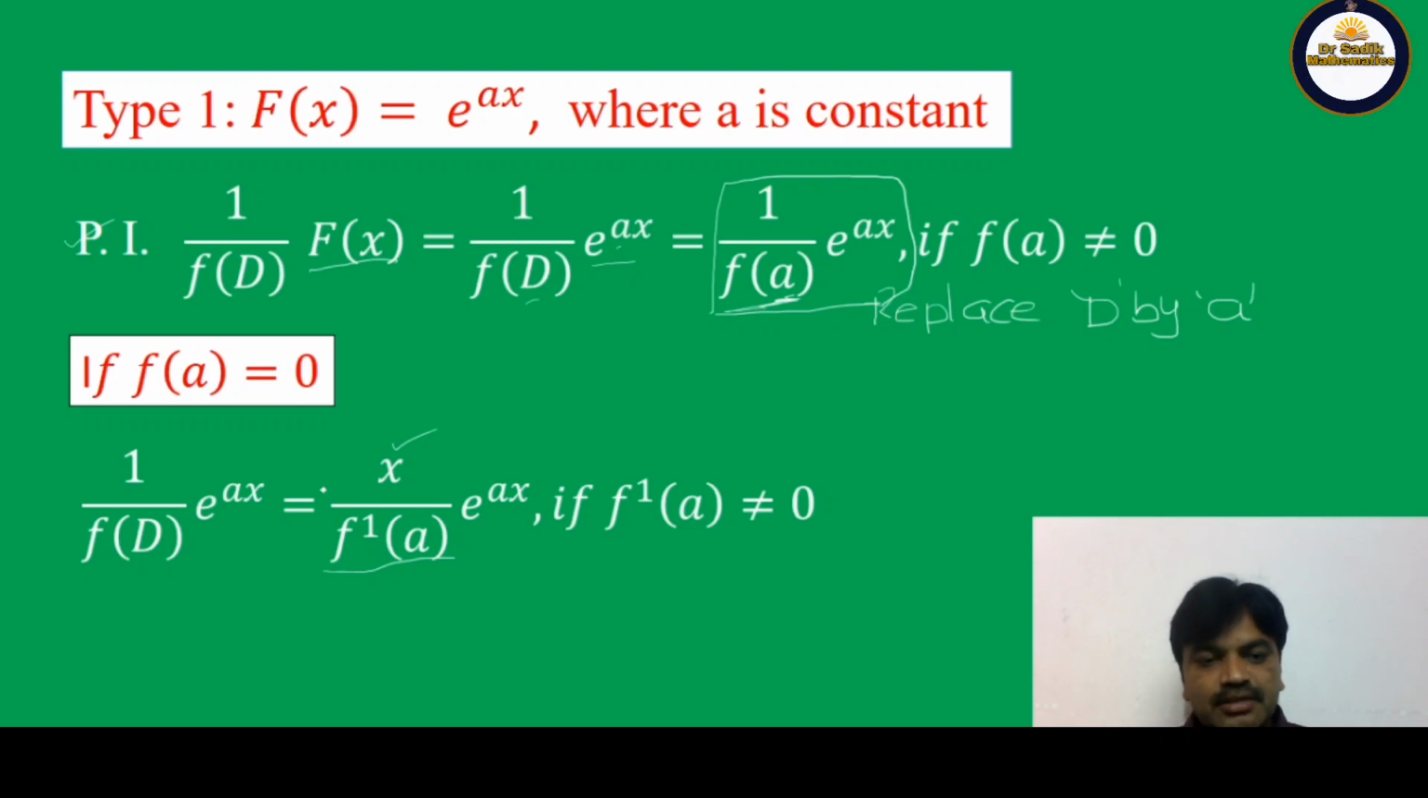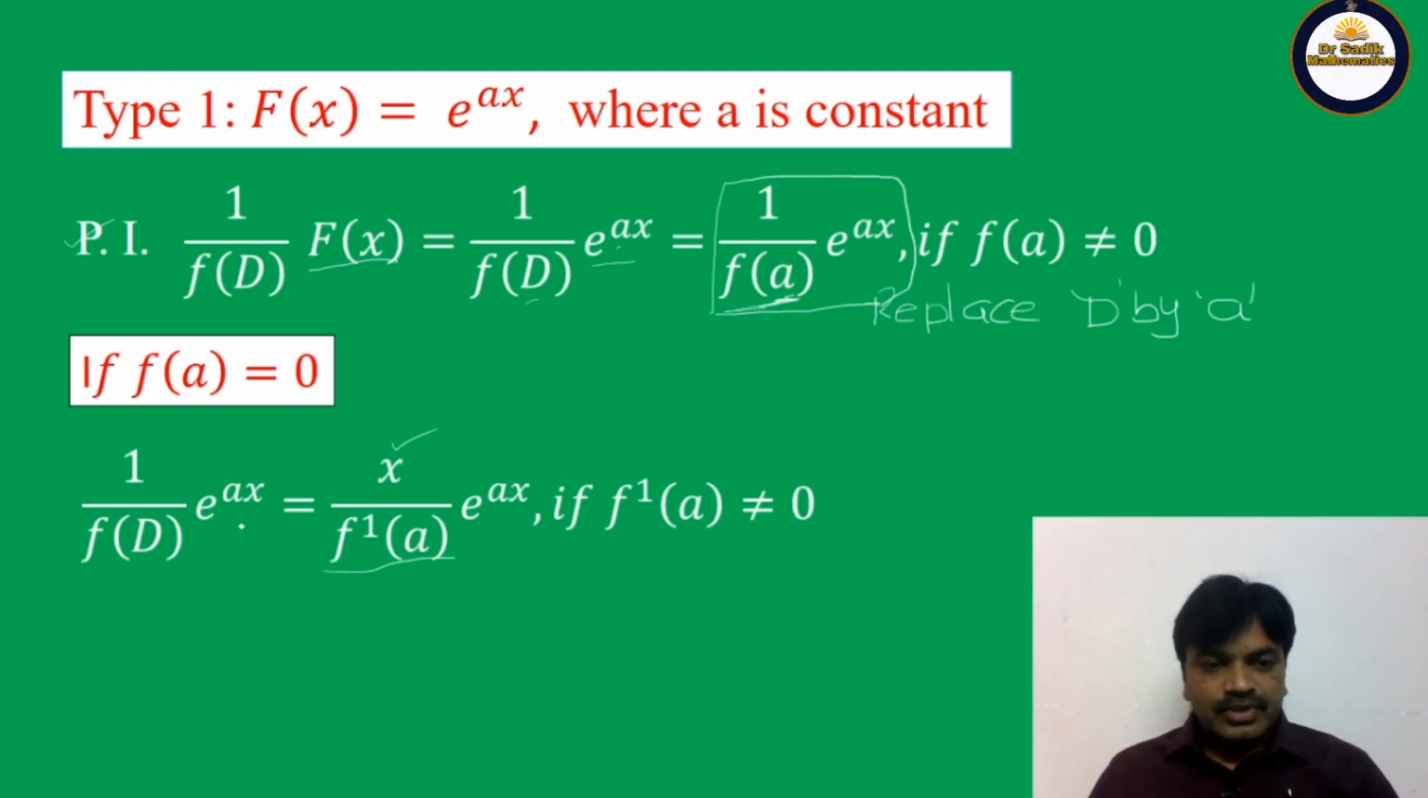For example, 1 by (D² − 1) into e^x. Whenever I replace D by a, where the value of a is 1, we get 1² − 1 into e^x. Now, 1 − 1 is 0, friends. That means f(a) is 0.